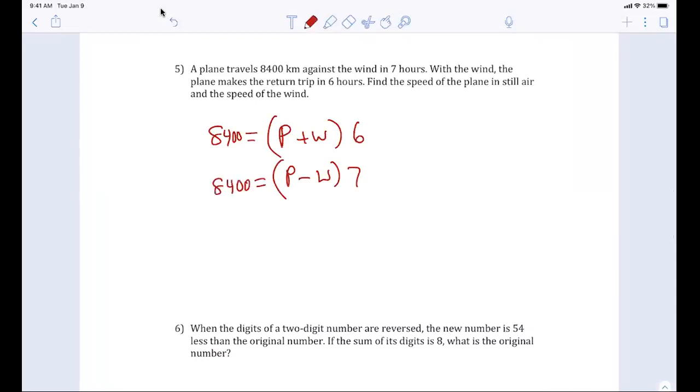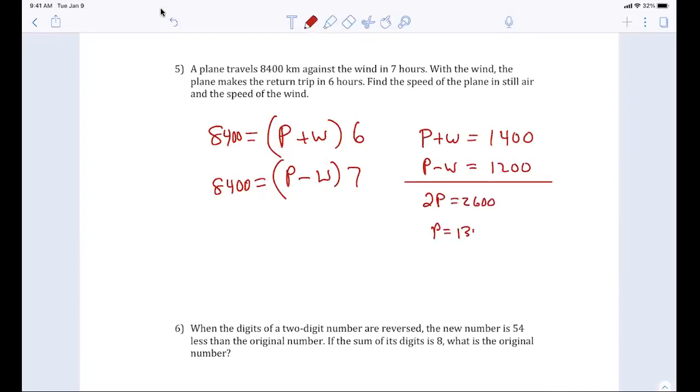So now to make it easier, instead of distributing the 6, we can just divide by the 6, which makes it the plane plus the wind can do it in what? 1,400. But the plane minus the wind is going to take what? 1,200. So then 2P equals 2,600. So P equals what? 1,300. And we'll say kilometers per what? Hour.